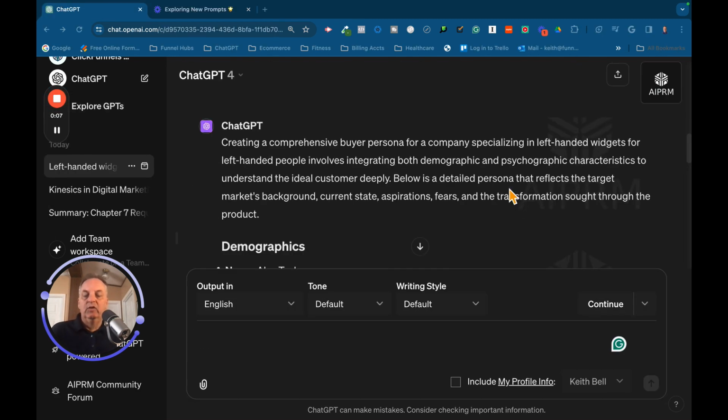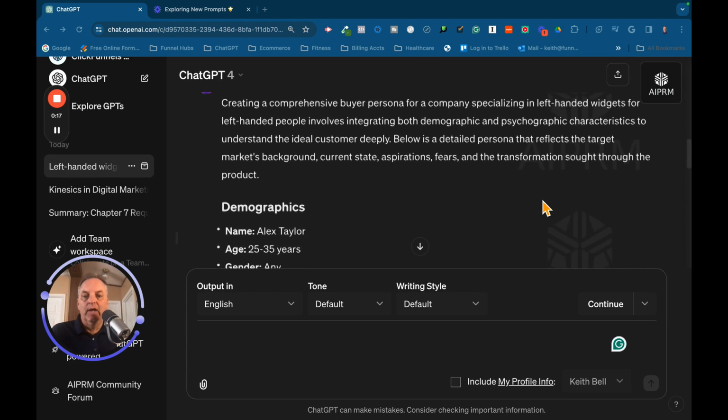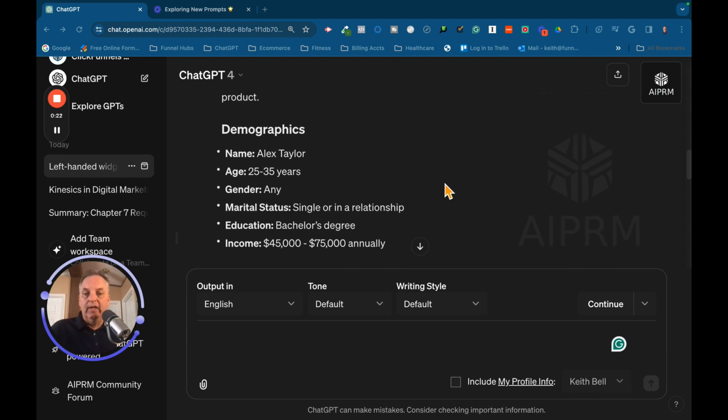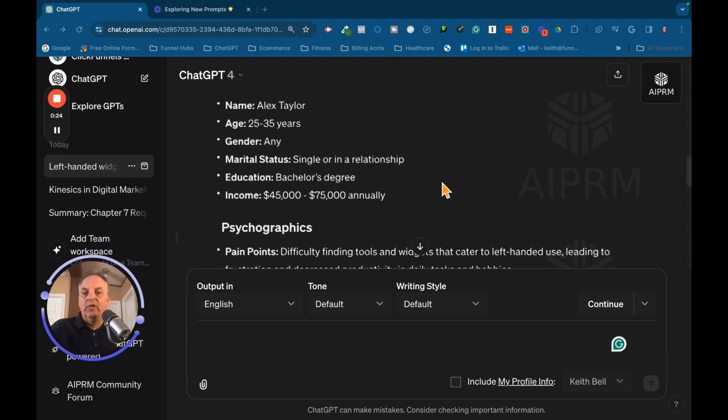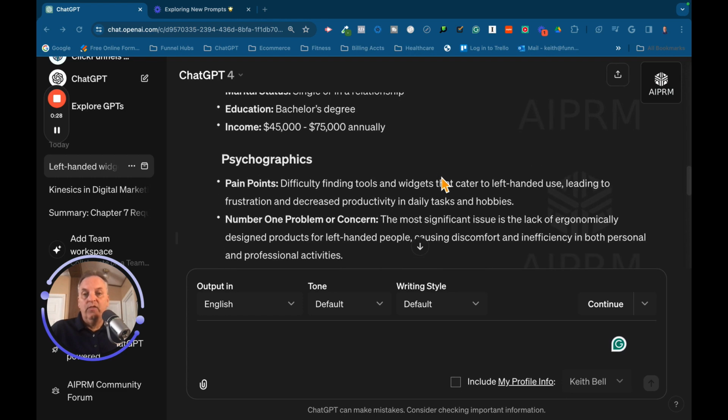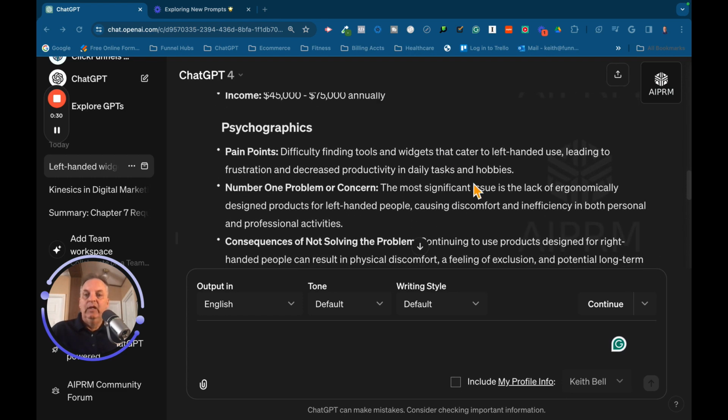Okay, so let's take a look at the response we got. Creating a comprehensive buyer persona for a company specializing in left-handed widgets for left-handed people involves integrating both demographic. Okay, we know that. So it gave my person a name, so you don't have to do that, as I thought. 25 to 35, gender any, single or in a relationship, bachelor's degree, 45 to 75,000 annually. Now this is where it gets interesting, I'm sure.